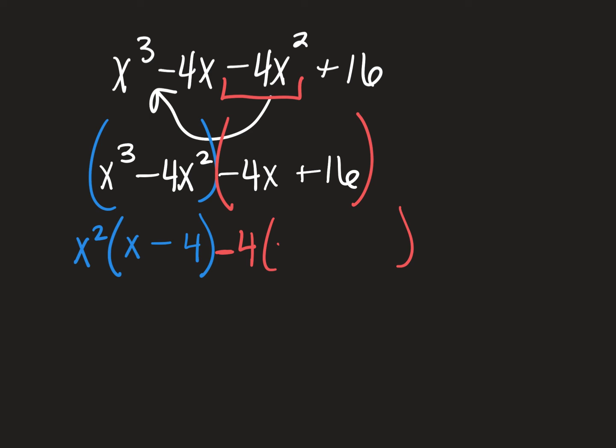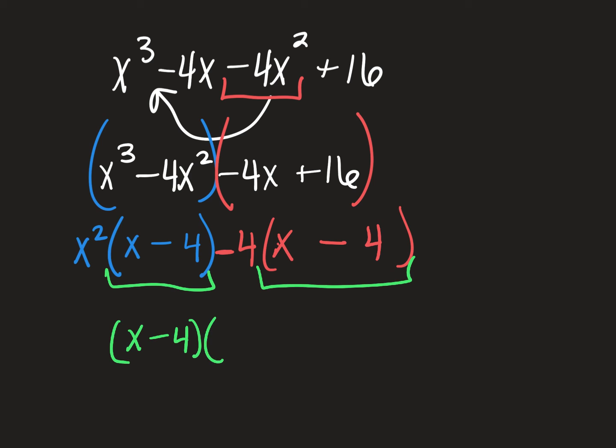Now negative 4x divided by negative 4 is x. 16 divided by negative 4 is negative 4. So now we have this greatest common factor. We bring that down, then bring down our front pieces, so x squared and a minus 4. And again, we did factoring by grouping.